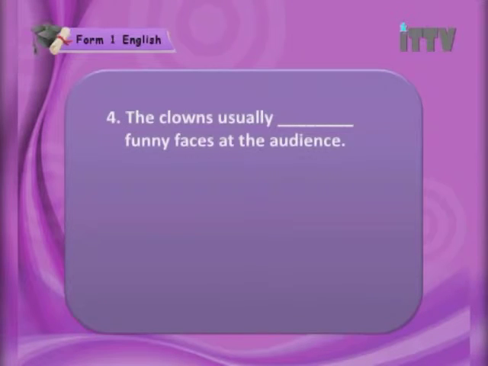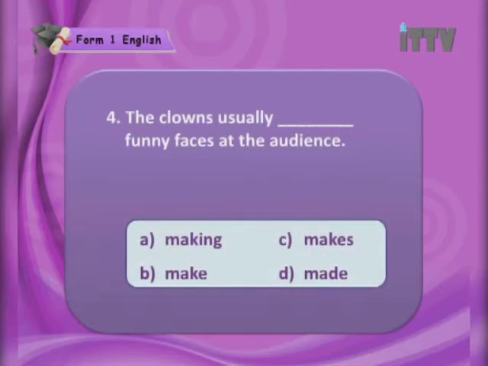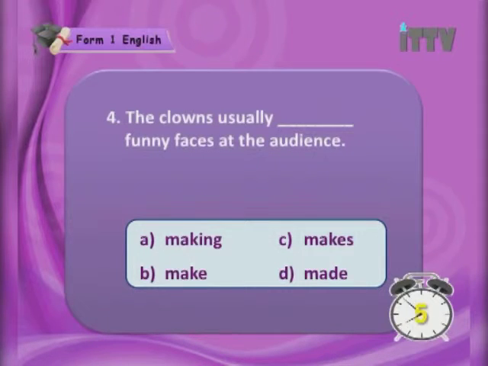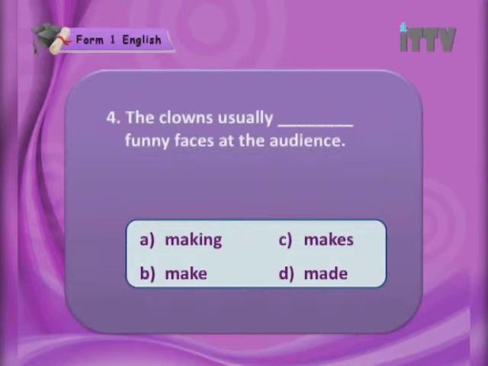Question 4. The clowns usually blank funny faces at the audience. A, making. B, make. C, makes. D, made. You may write your answer now. And the answer to the question is B, make. The clowns usually make funny faces at the audience.